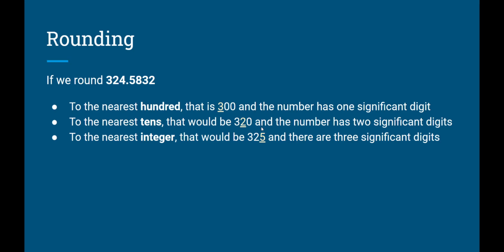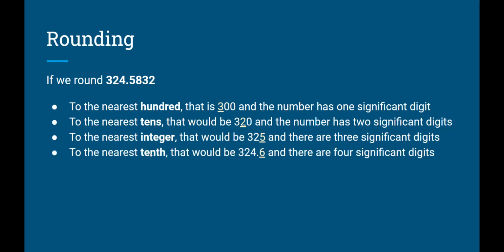324.5832 rounded to the nearest integer would be 325. We see that the 4 is in the ones place. The 5 that is in the tenths place, directly to the right of the 4, signifies increasing the ones place by 1. So 325 is this number rounded to the nearest integer. This number, of course, has 3 non-zero digits, so it has 3 significant digits.